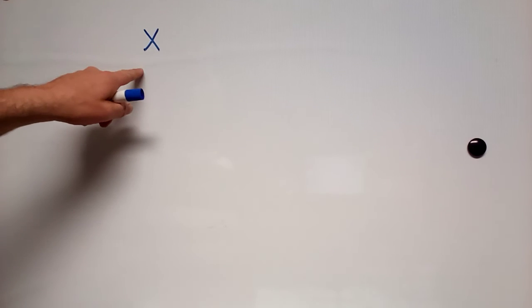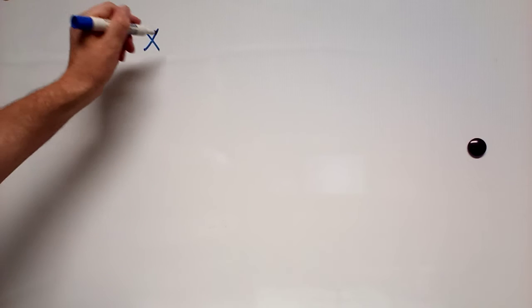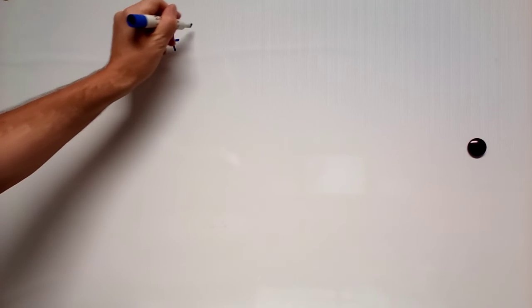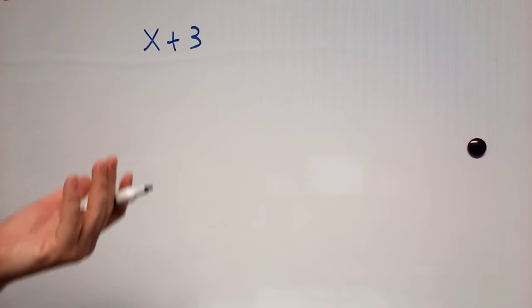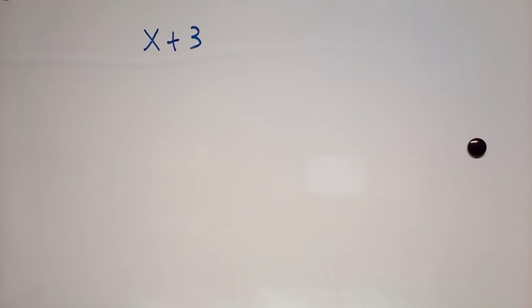But let's just put an X for now. So 3 more than a number. So if we have a number and we want 3 more than that number, then we just simply add 3 to it. Now we're not solving this for anything at this point. We're just trying to evaluate these word phrases into an algebraic expression.